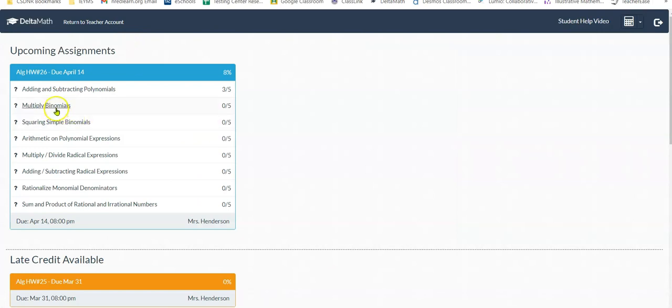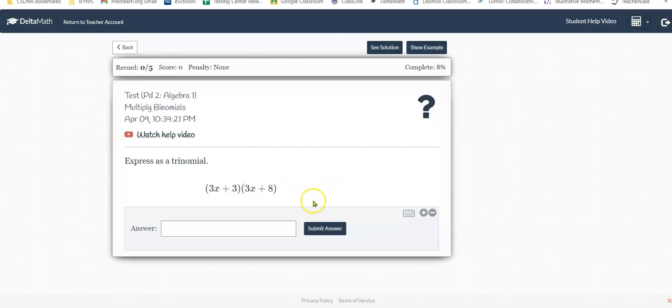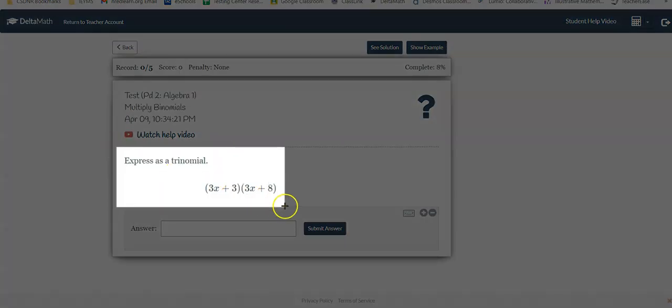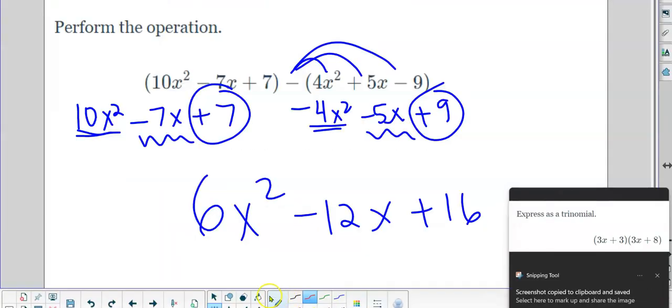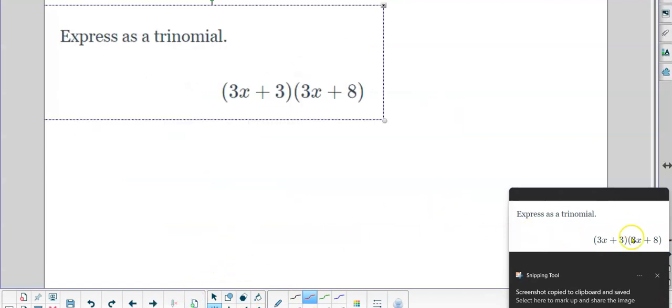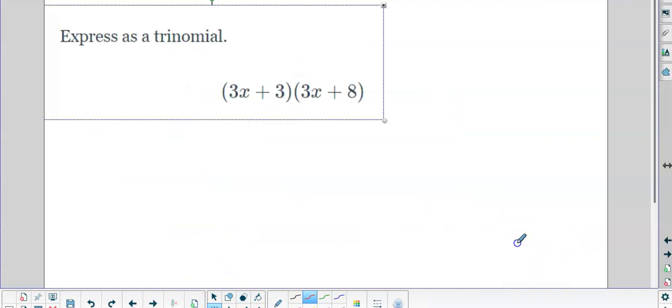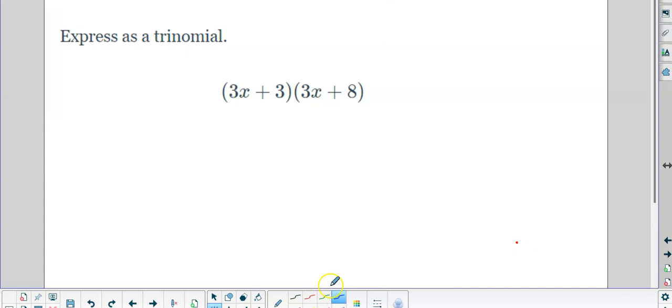All right, let's take a look at the next one, which is multiplying binomials. 3x plus 3 times 3x plus 8. And when I multiply these binomials, I'm simply going to double distribute here, or FOIL if you like that acronym, first times first. Don't forget you multiply coefficients, but you add exponents. Outside times outside, or double distribute.